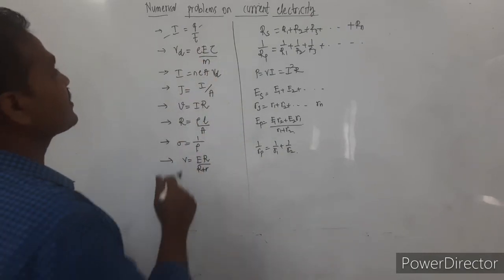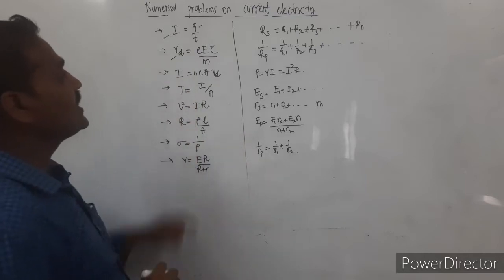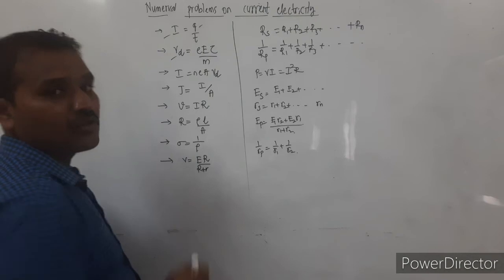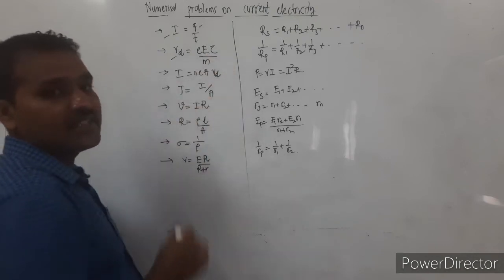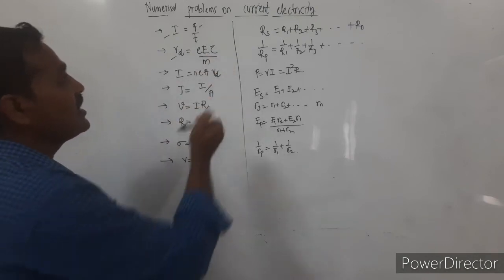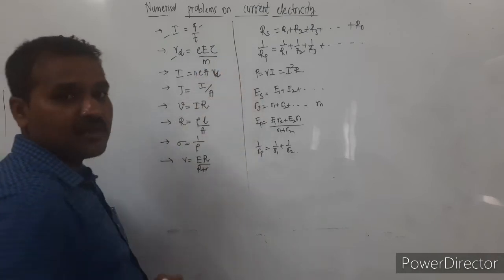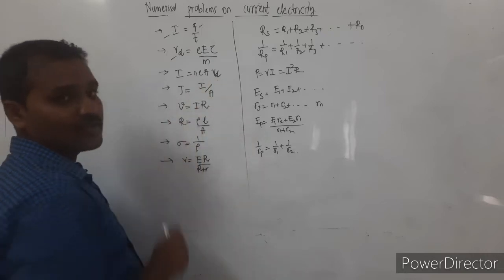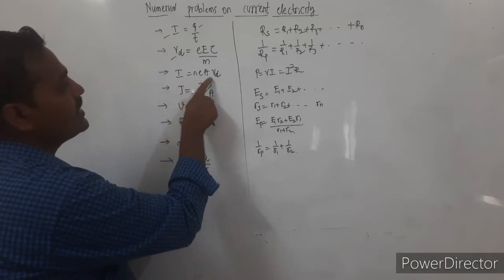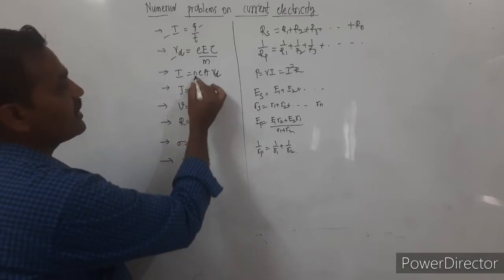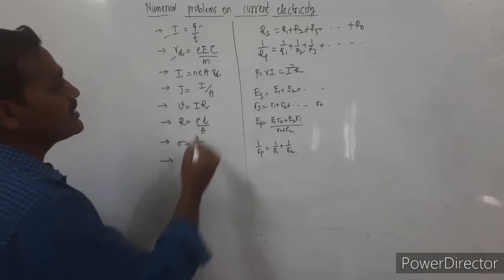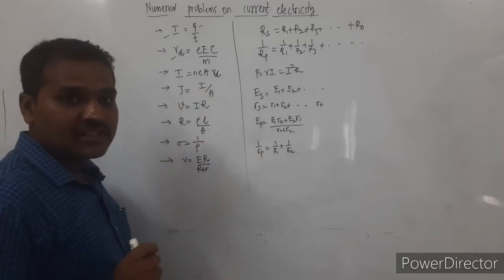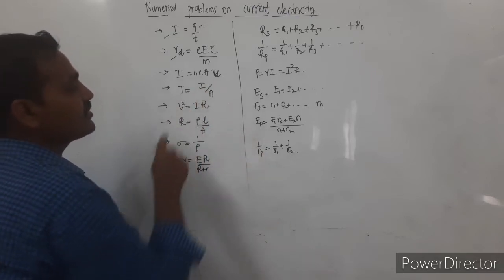Then we have the expression for drift velocity, Vd is equal to e tau divided by m, where e is the magnitude of charge of the electron, capital E is the intensity of the external electric field, tau is the relaxation time, and m is the mass of the electron. Then we have the relation between electric current and drift velocity, that is I is equal to n e A Vd, where n is the electron density of the conductor, e is again the magnitude of the charge, capital A is the cross sectional area of the conductor, and Vd is the drift velocity.